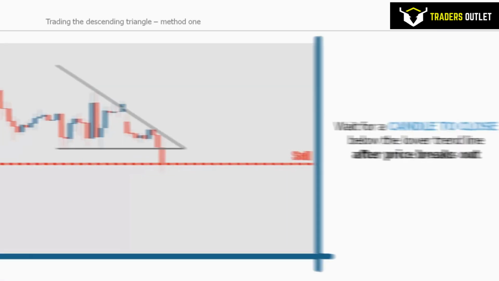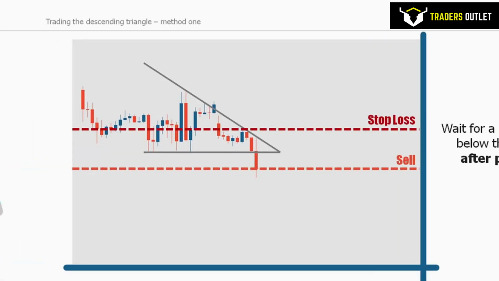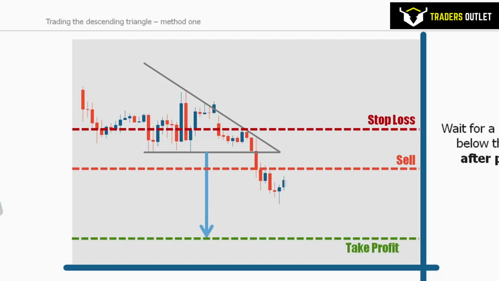The stop loss can be placed above the down-sloping trend line. The profit objective can be measured by taking the height of the back of the triangle and extending this measurement to the downside where price broke out from the lower trend line.